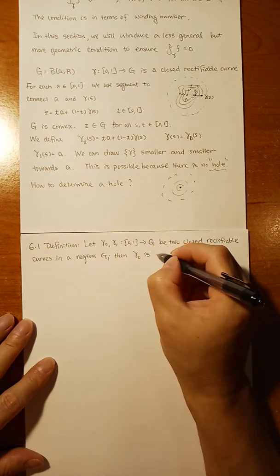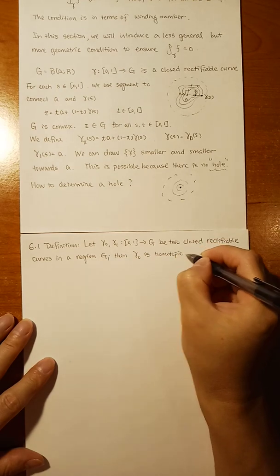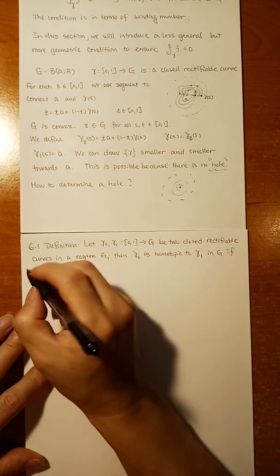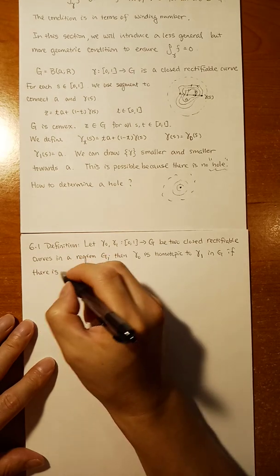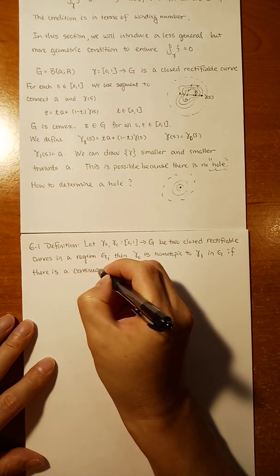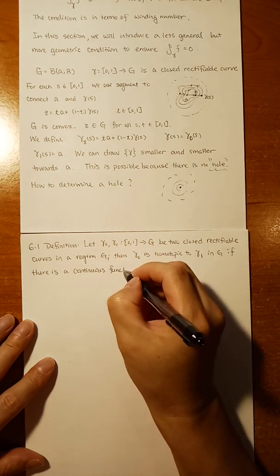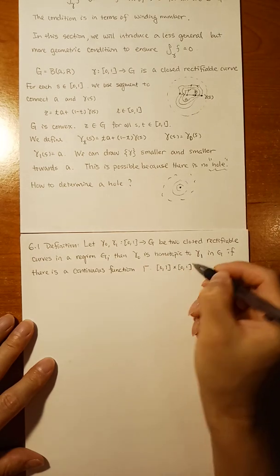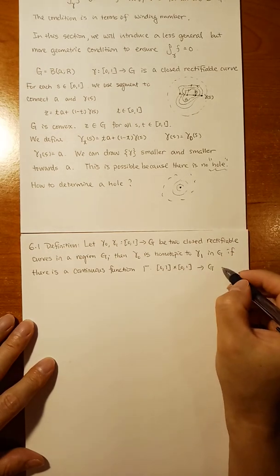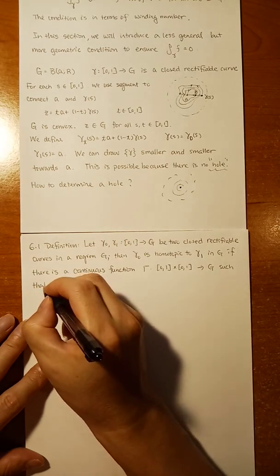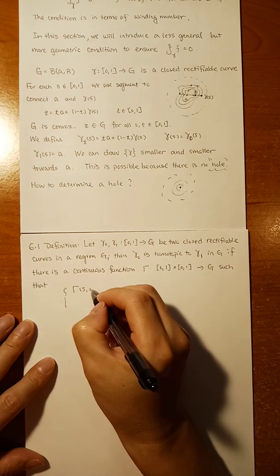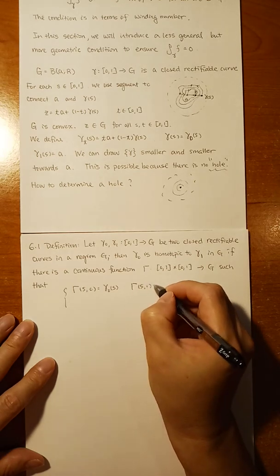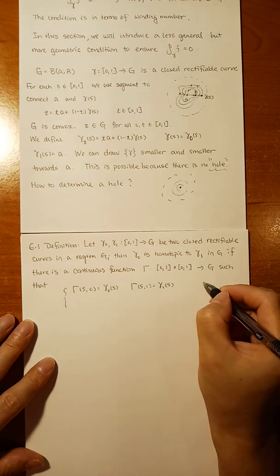Then gamma 0 is homotopic to gamma 1 in G if there is a continuous function capital Gamma with domain [0, 1] cross [0, 1], the square, to G such that, first, capital Gamma(s, 0) is little gamma 0 of s, and capital Gamma(s, 1) is little gamma 1 of s. Here s belongs to [0, 1].